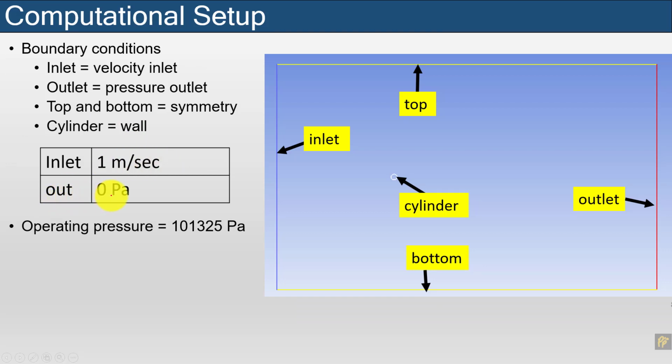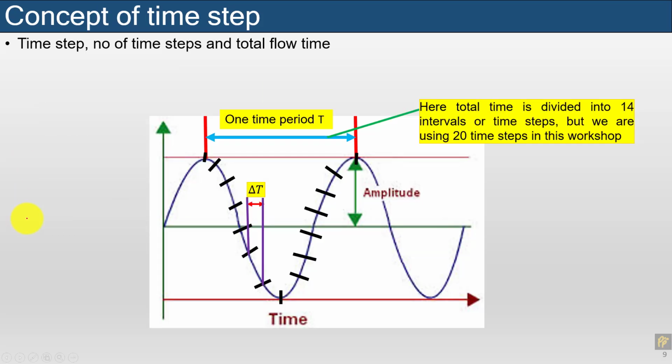But 0 Pascal does not mean 0 Pascal. This is a gauge pressure, and the operating pressure is defined separately in Fluent by default. So this becomes 101325. So the same pressure is basically there on the inlet. So the atmospheric pressure is given on all boundaries.